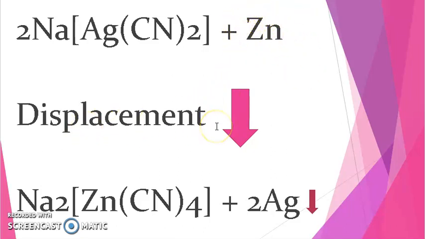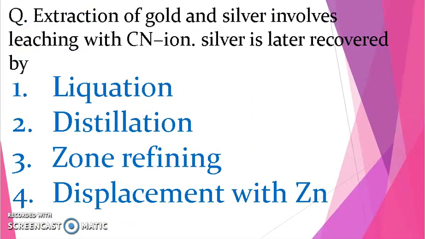It is a displacement reaction. Displacement means zinc will displace the silver in the complex. So you get the product Na2[Zn(CN)4], a complex, plus 2Ag. So 2Ag is recovered by this displacement reaction. So we got the answer. The correct option is the fourth option, displacement with zinc.